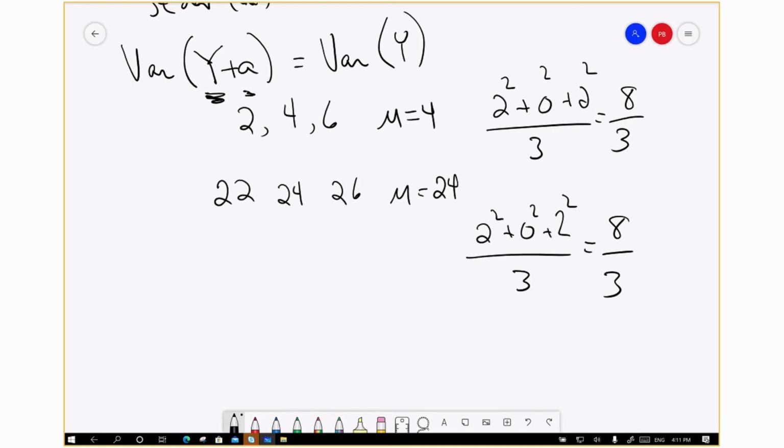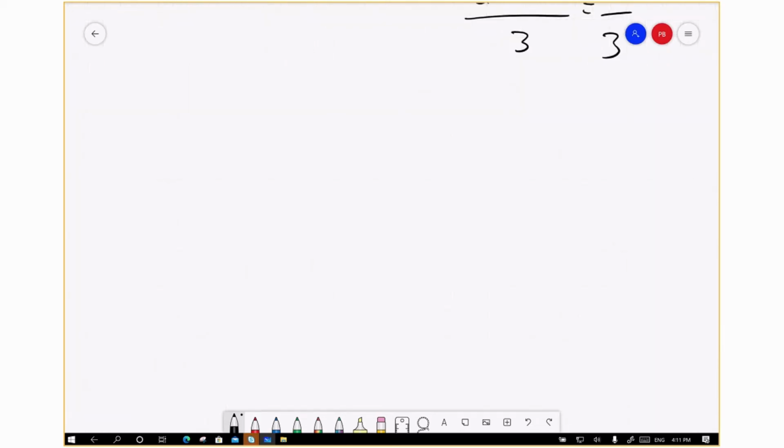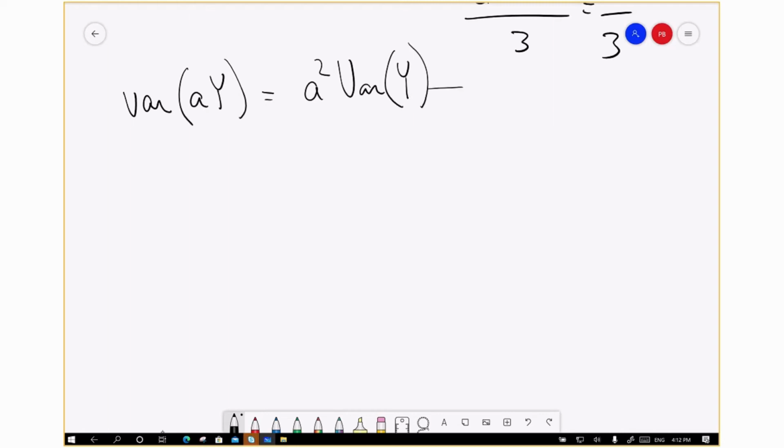Okay, the next rule. The variance of some constant a multiplied by y is going to be equal to that constant squared times the variance of y. So if we've got some random variable represented by capital Y, and for each one of those values we multiply it by a value, let's say 3, we now look at this new variable that's been created by the multiplication of 3. Its variance is going to be 9 times the variance of the original variable.